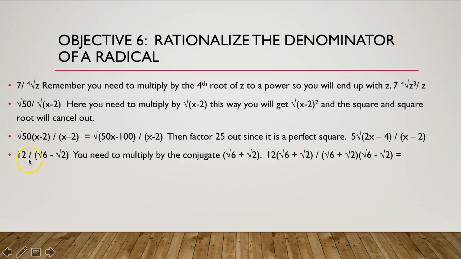Now you have 12 divided by the square root of 6 minus the square root of 2. Here you need to multiply by the conjugate to get the square roots to cancel out, and that conjugate is the square root of 6 plus the square root of 2. Remember the conjugate, you just switch this sign. Do that multiplication to both the numerator and the denominator.